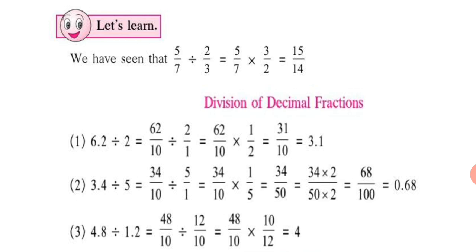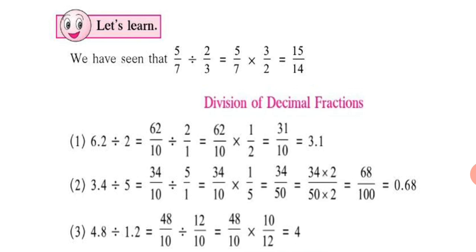1 zero in the denominator. So in the numerator, number is 31. So we write 31 as the answer and place a decimal point before one digit. So 3.1 is your final answer. So basically while dividing decimal fractions, what we have to do? We have to convert them into, yes, common fractions, and then we have to multiply the reciprocal and solve.